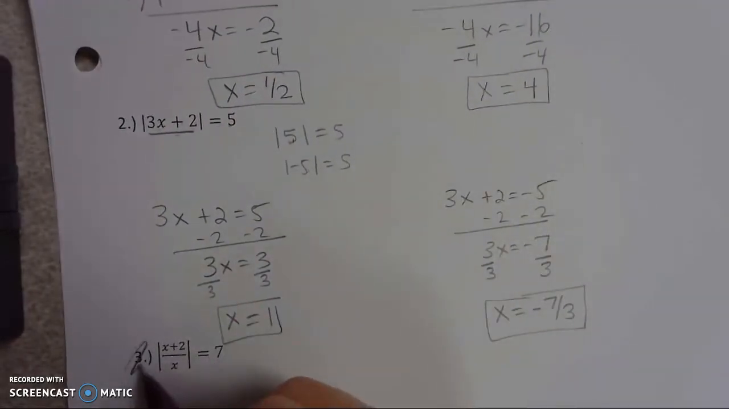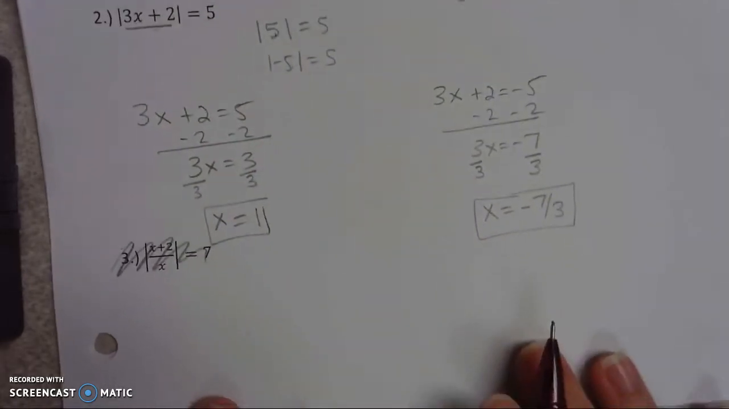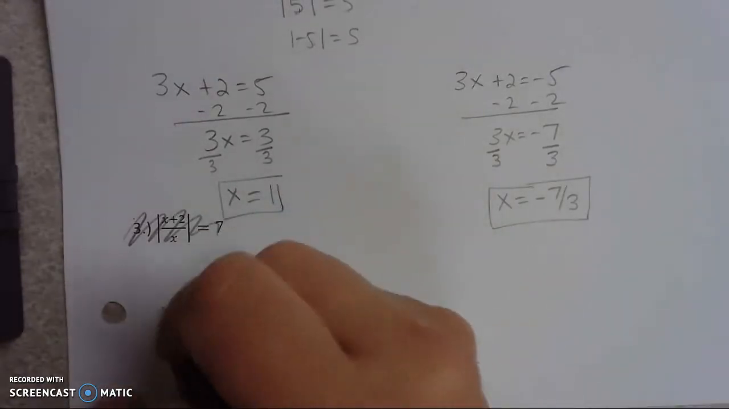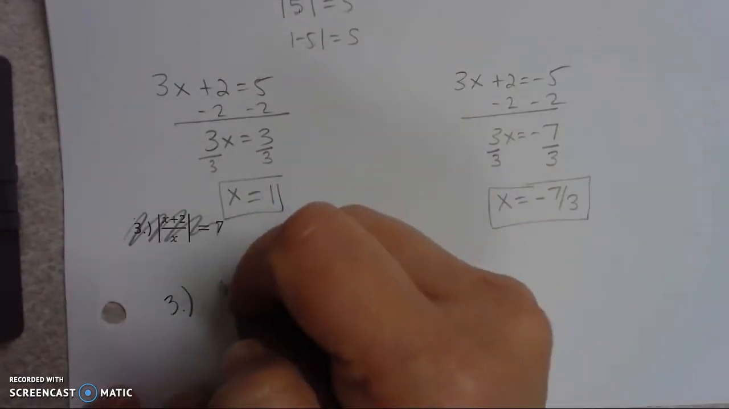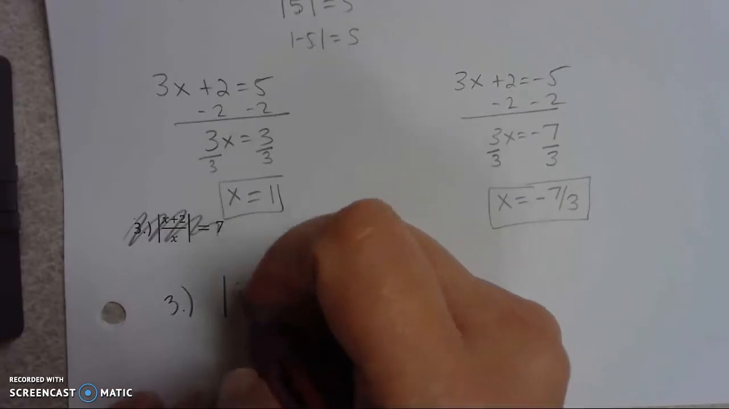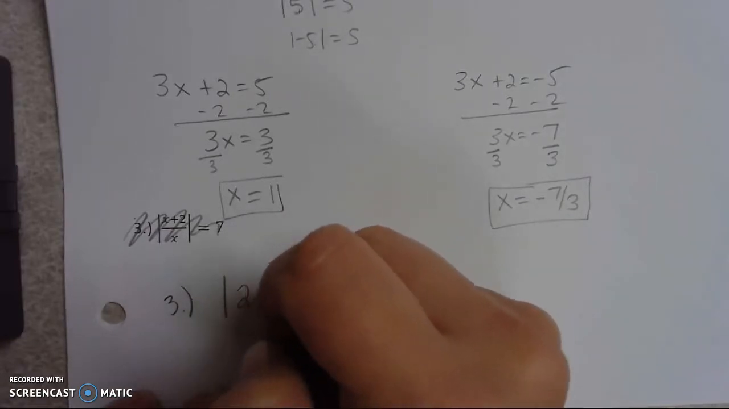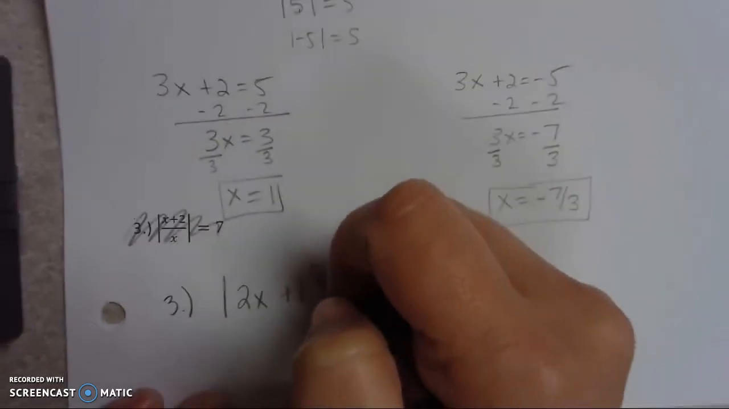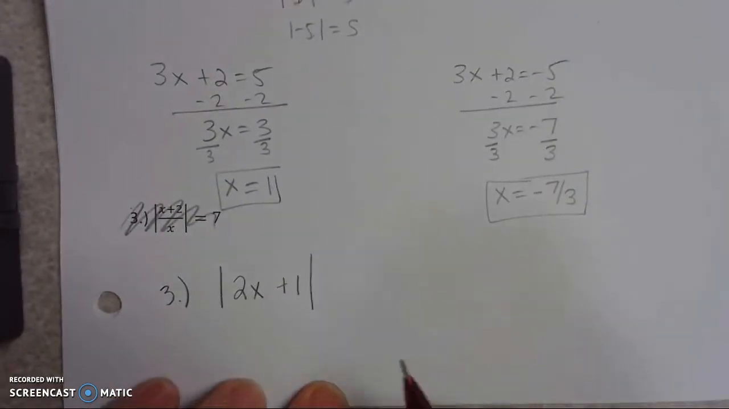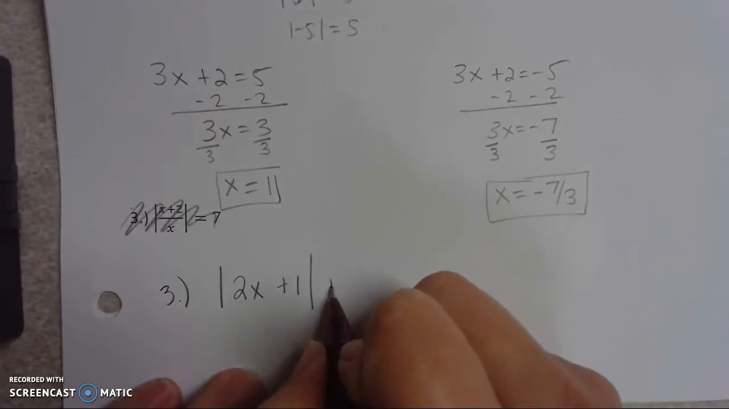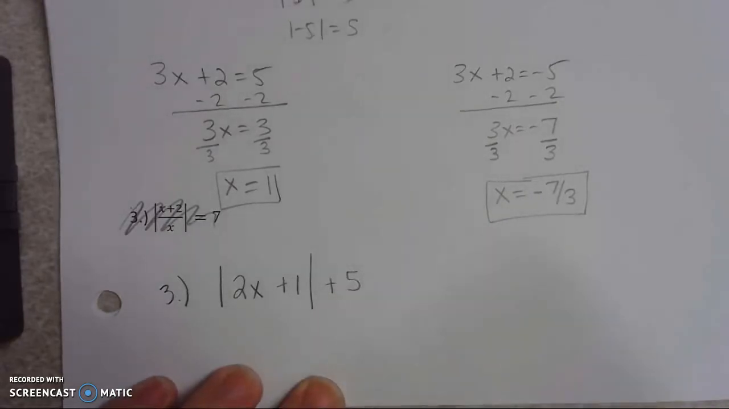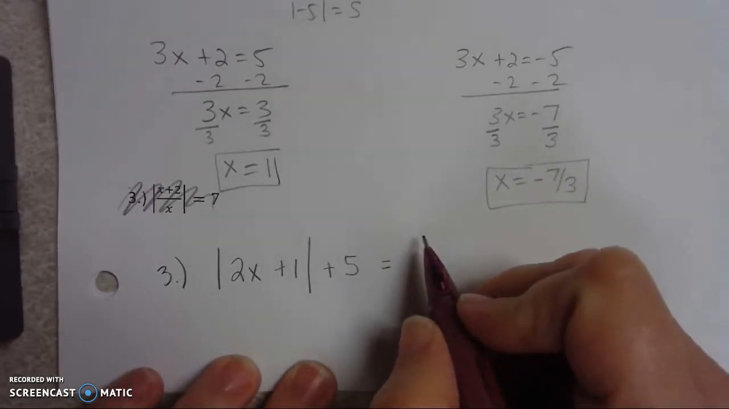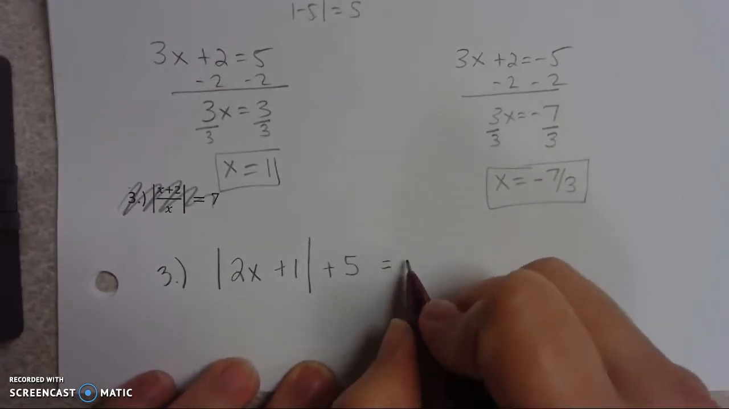Alright, now what I want to do is just ignore number 3, and take a look at one other type of equation. Let's say we had the absolute value of 2x plus 1, plus 5, let's say equal to 8.